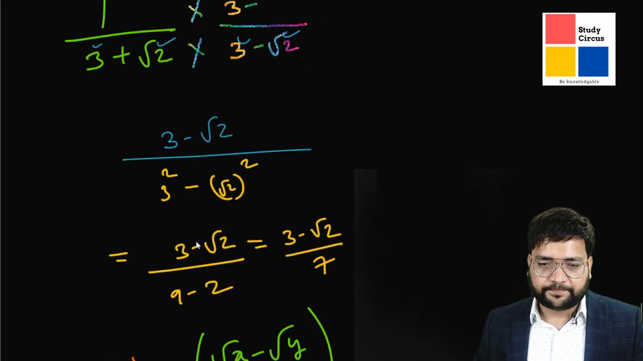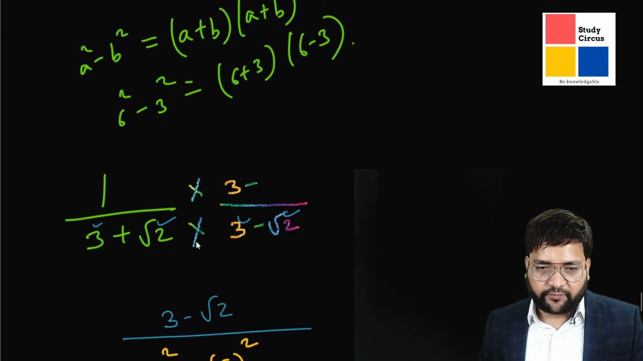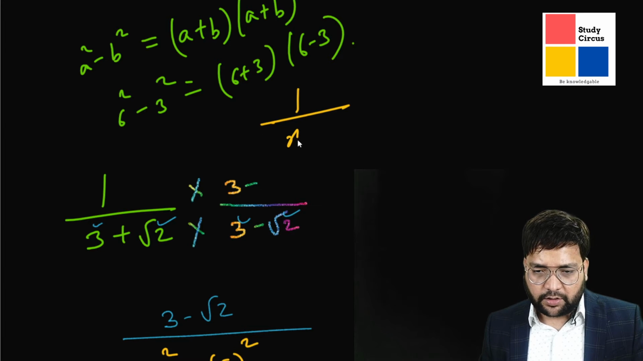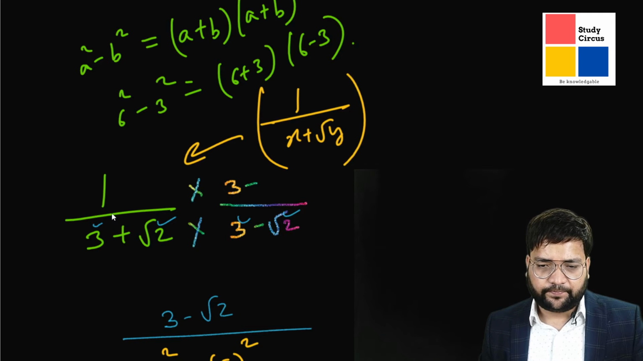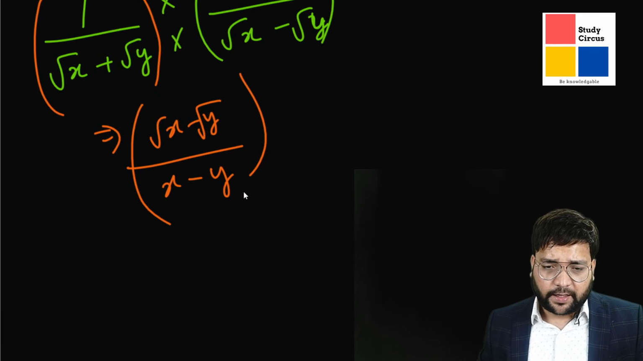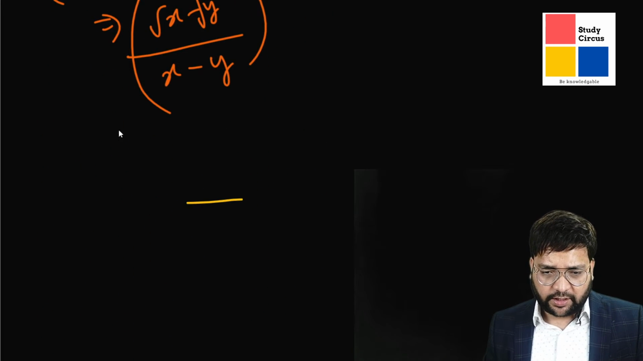For example, this example was of the form 1 upon x plus root y, where x is 3 and y is 2. This is root y, root 2, correct? It can be in this form also.